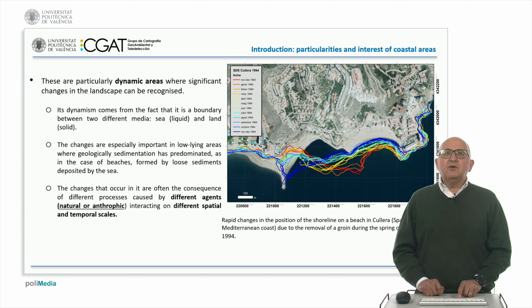These changes, however, are not only associated with variations in the level of the water. On beaches, fairly fast changes can occur in their morphology due to displacements of loose sediments, sand and gravel. This example shows how the coastline on this beach has been changing throughout the same year due to the removal of a groin perpendicular to the coastline. These kinds of changes can be the result of the interaction of different natural or human agents acting on different spatial and temporal scales.